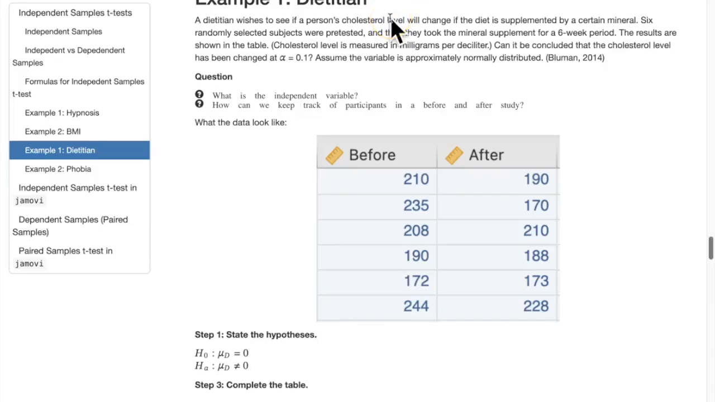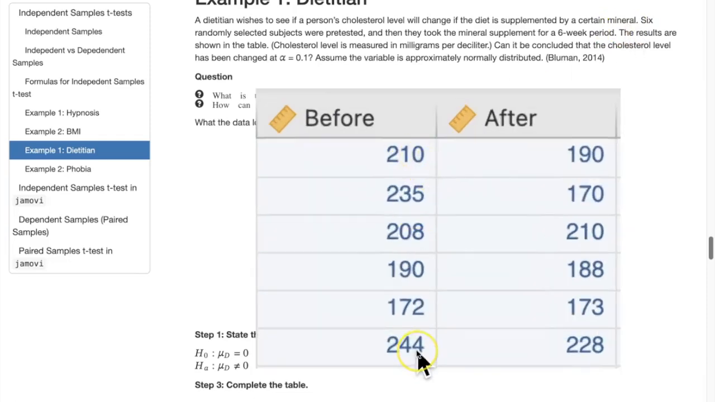Okay, this video is for paired samples t-test in jamovi. We have a dietitian who is interested in people's cholesterol levels. This person thinks that if they take this mineral, their cholesterol level is going to go down. Well, actually, that it's going to change it. They don't actually give us a direction.